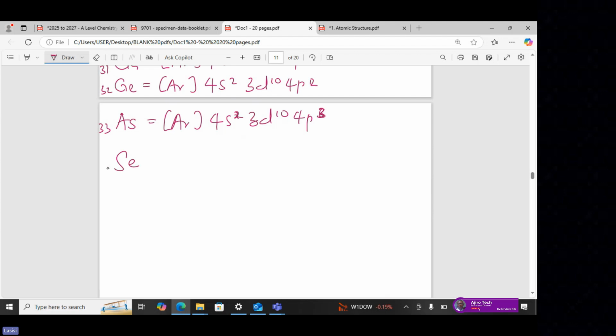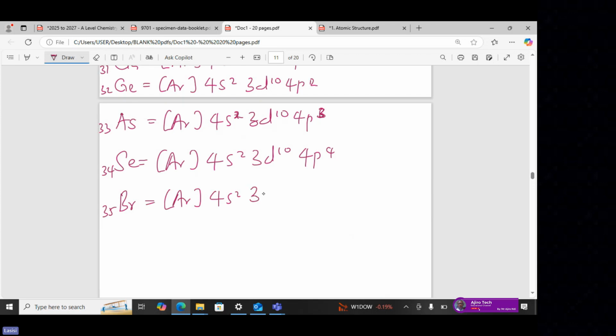Now selenium is number 34: argon 4s2, 3d10, 4p4. Then bromine is number 35: argon 4s2, 3d10, 4p5. And finally krypton, number 36. I'll stop there. Argon 4s2, 3d10, 4p6. Can you see now?